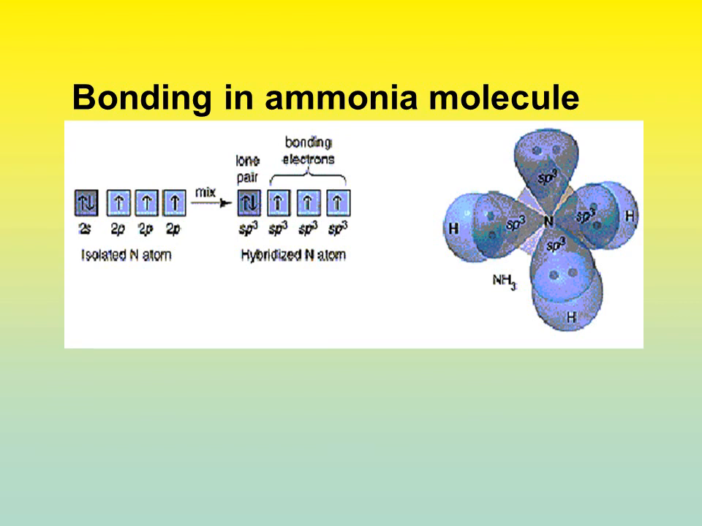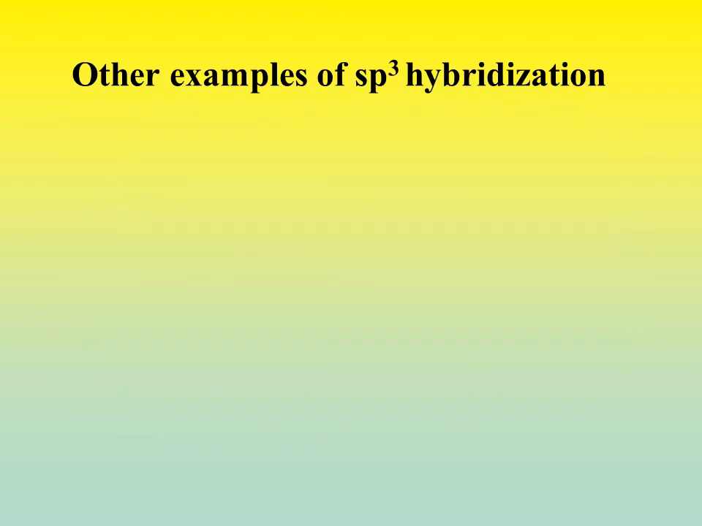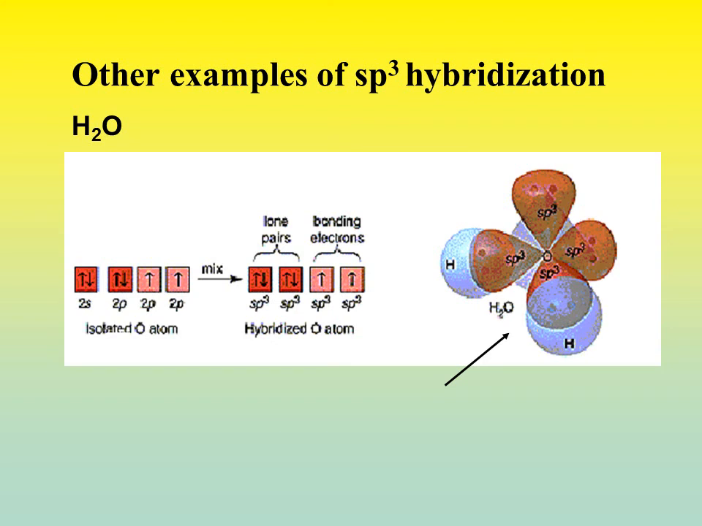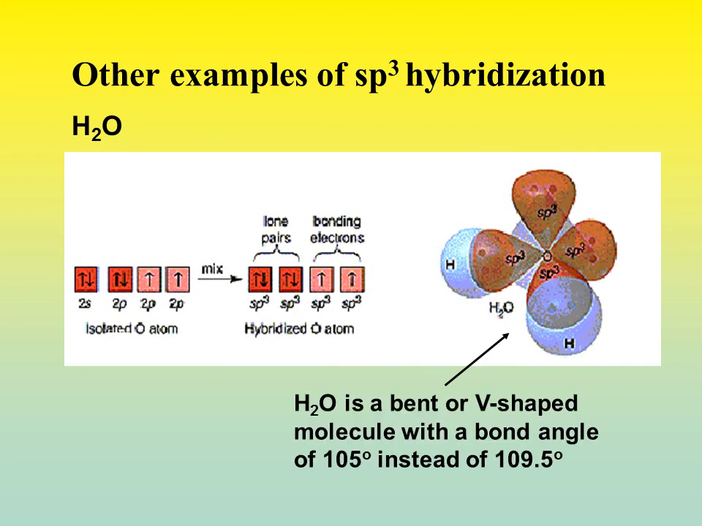The 3 sp3 orbitals that only have one electron then overlap with the 3 hydrogens' s orbitals to form NH3. This gives a shape of trigonal pyramidal, and on top we see the lone pair of electrons. Another example of sp3 hybridization is that of water, but in this case there are 2 lone pairs of electrons and only 2 of the sp3 orbitals are used to form bonds.